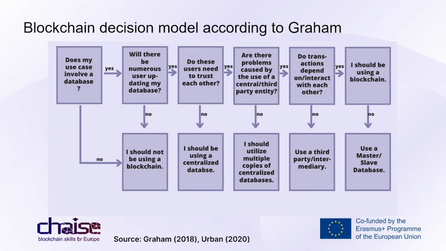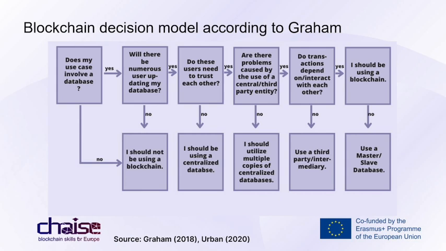The Graham 2018 decision model asks whether data should be stored and updated by multiple parties in the planned use case, and whether a common basis of trust is required for this. These questions serve to distinguish between a centralized and a decentralized database. In order to further delineate the blockchain relevance, additional questions are asked about problems with the central trust authority and the dependency between the parties involved in a transaction.